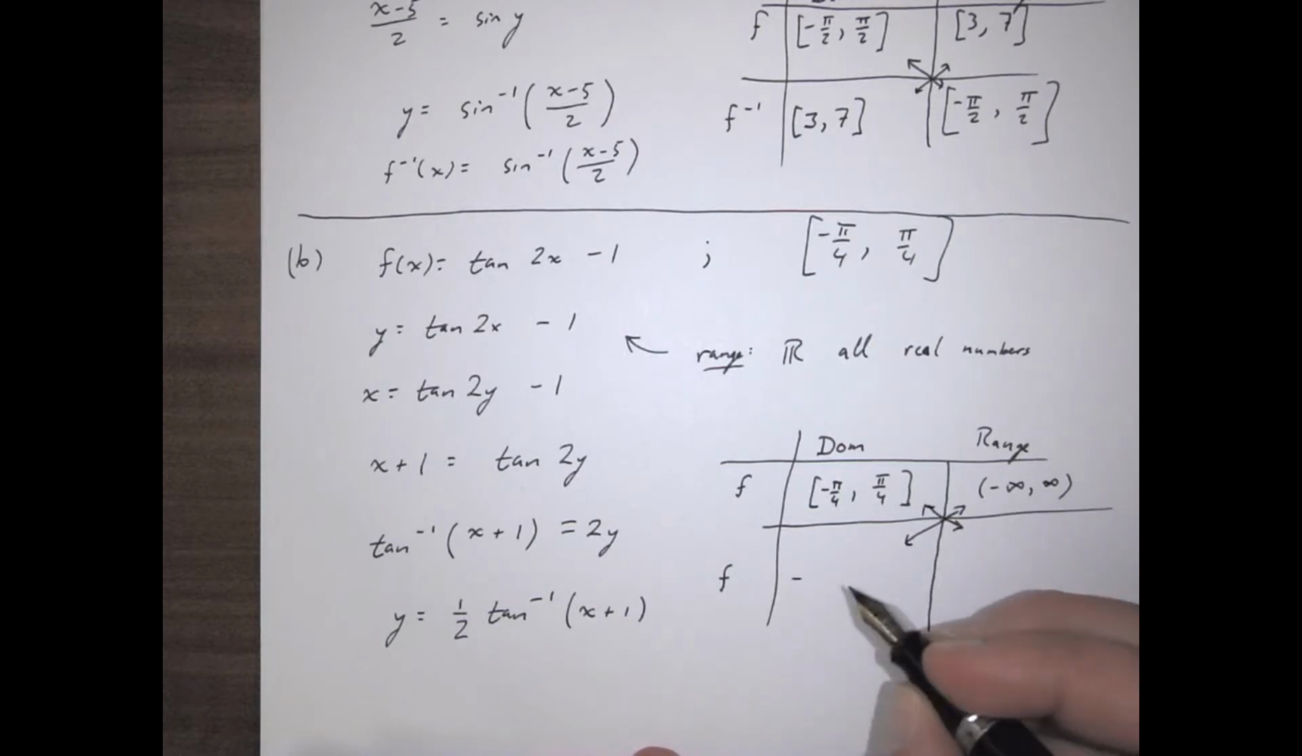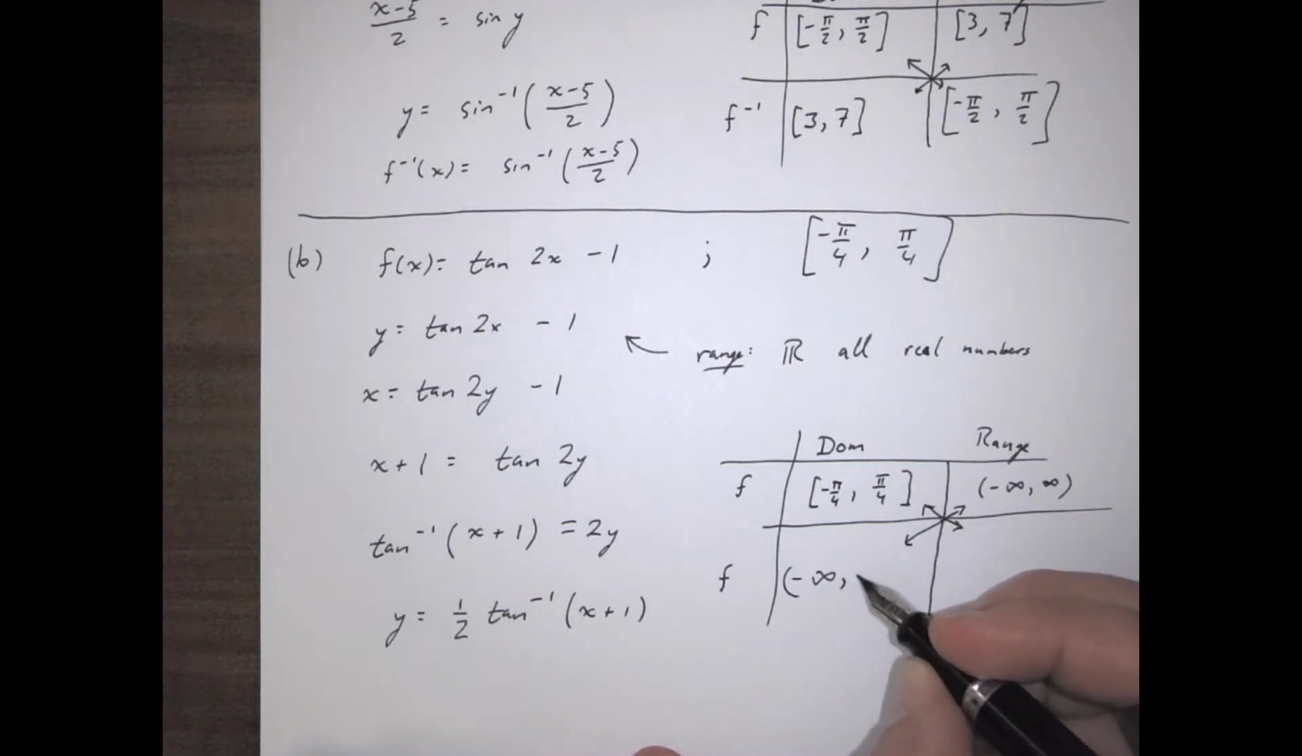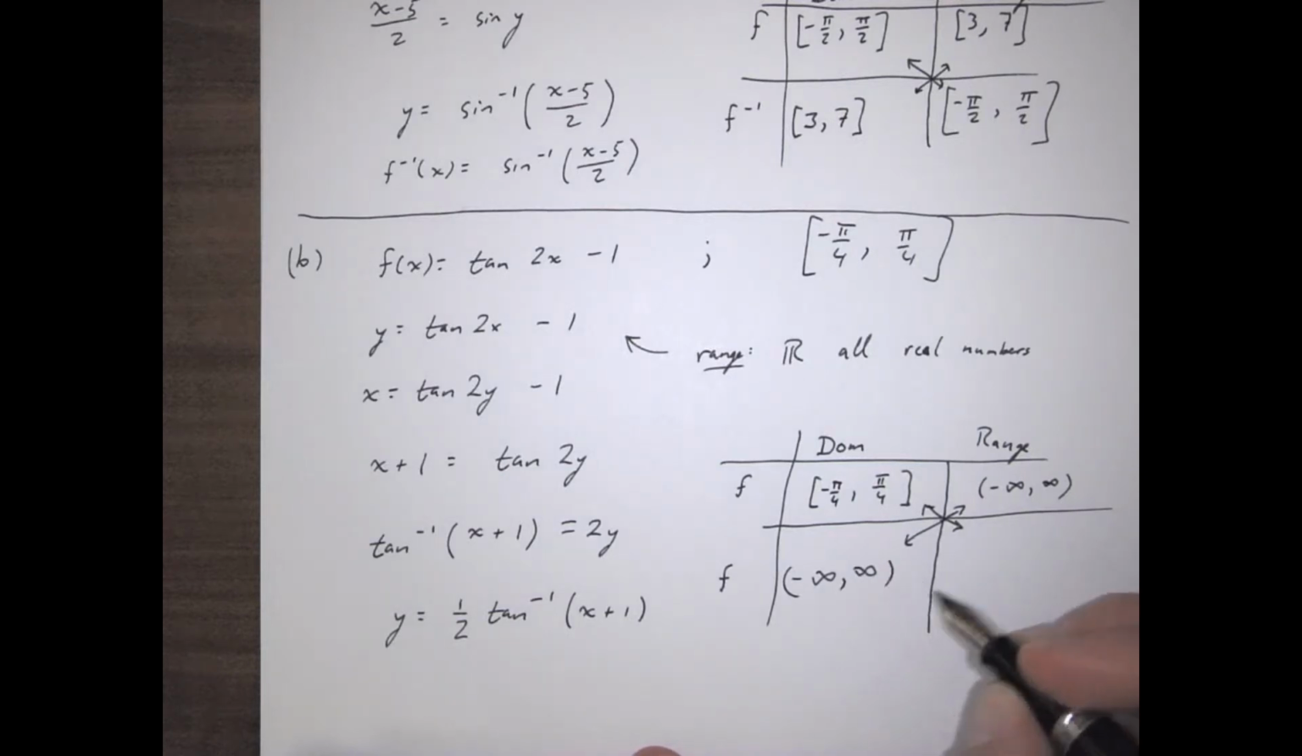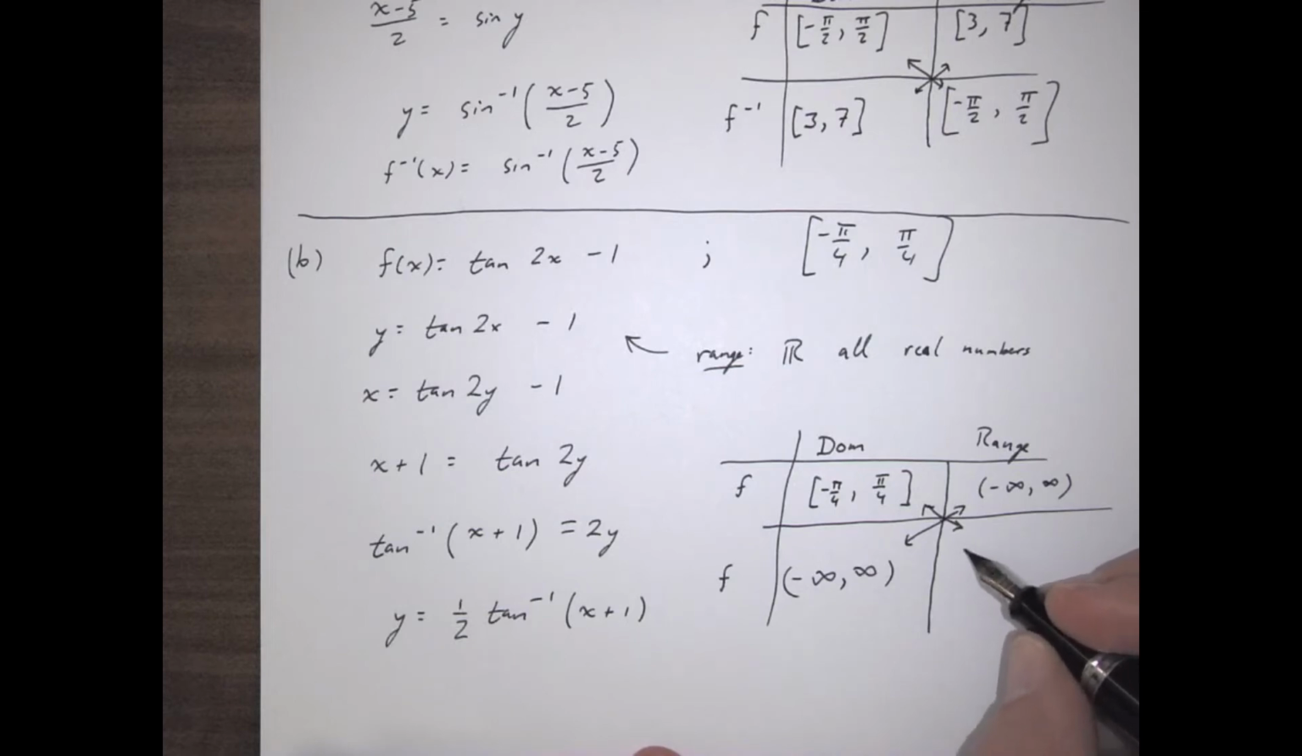And so then by the same token over here, the roles will reverse, and it's now the domain that's negative infinity to infinity, and it is now the range that is negative pi over 4 to pi over 4.